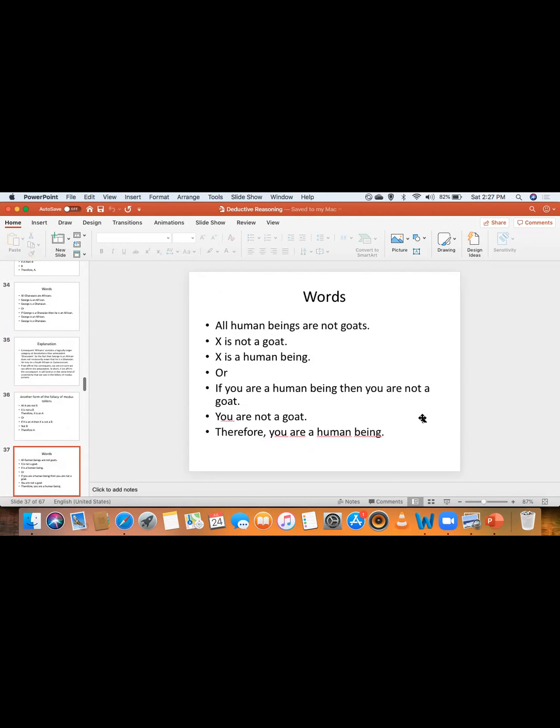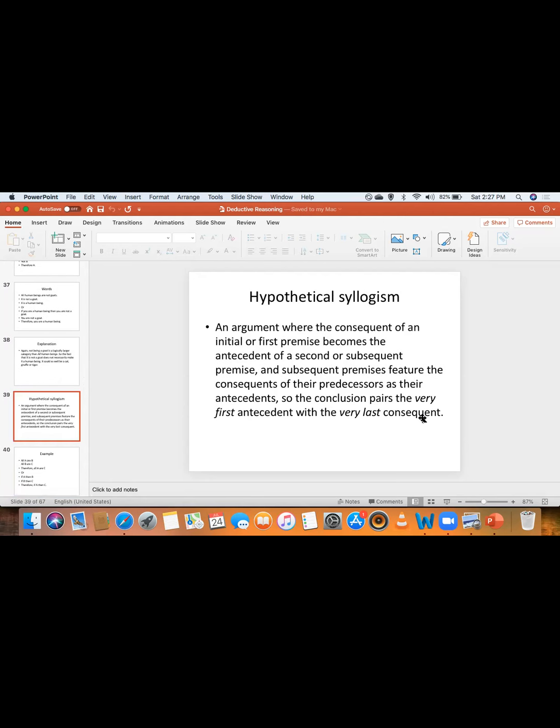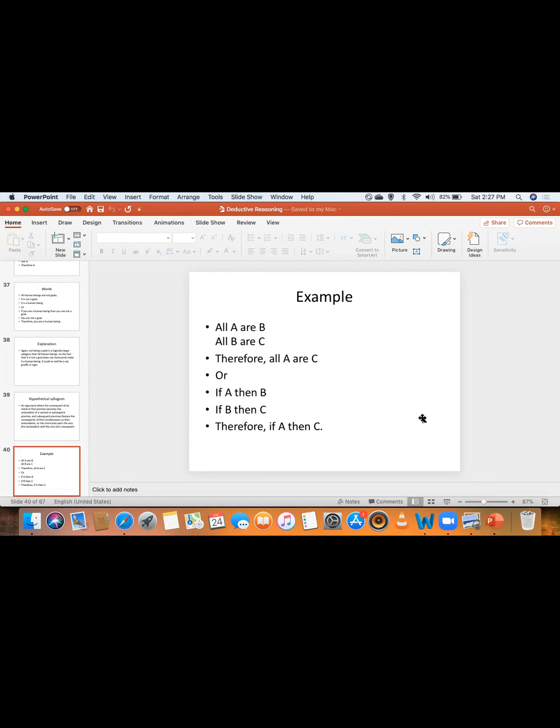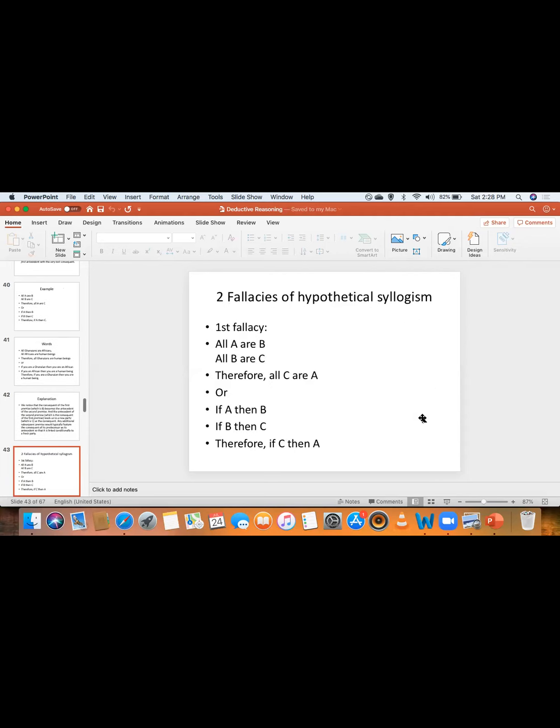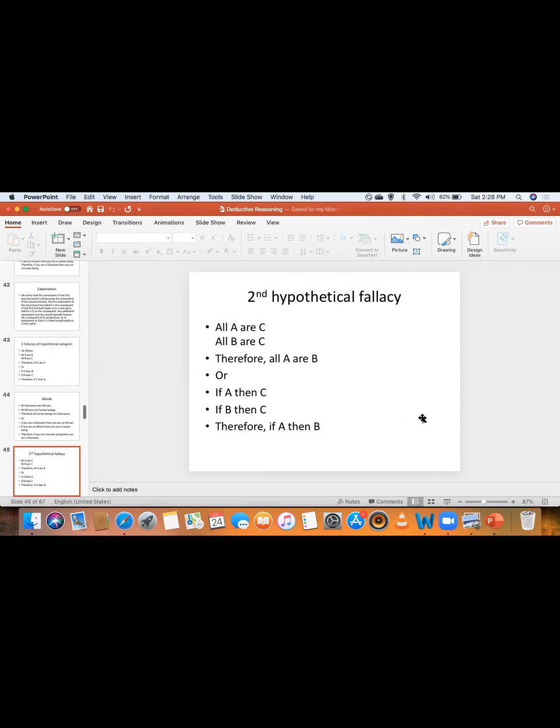And then we went to hypothetical syllogism. So we saw how hypothetical syllogism works. All A are B, all B are C, therefore all A are C. We said the consequent of a particular premise would be the antecedent of any other premise that follows it. So what the conclusion does is to pair the very first antecedent and the very last consequent. So we saw the two hypothetical fallacies and how they work.